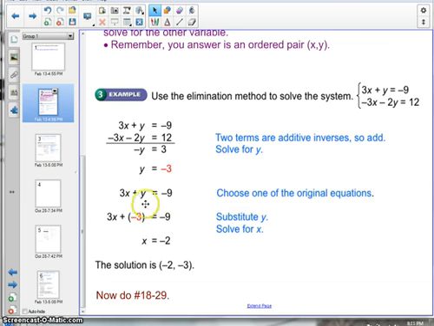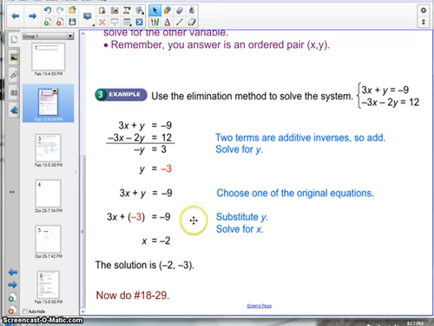We decided here to choose the one that just had the y by itself without a coefficient, or with a coefficient of 1, I should say. So 3x plus y is equal to negative 9. Plug in that y equals negative 3, and you have 3x plus a negative 3 is equal to negative 9. And we want to solve for x now. So we add 3 to both sides, which would give us 3x is equal to negative 6, and then that leaves us with dividing by 3, so x is equal to negative 2.